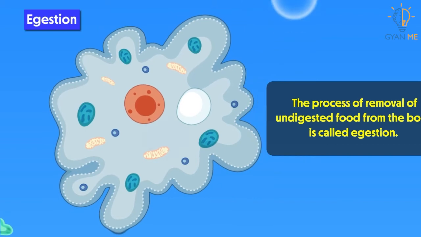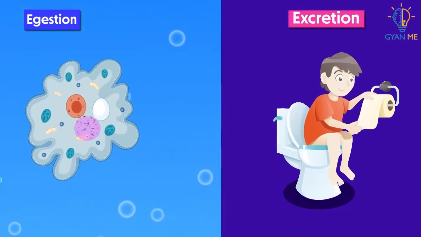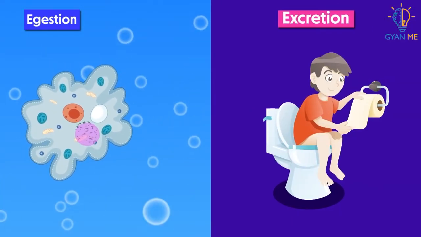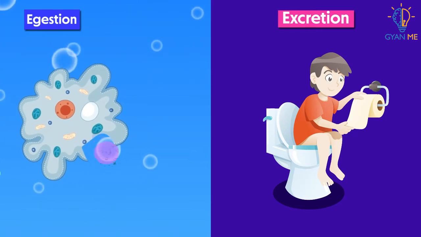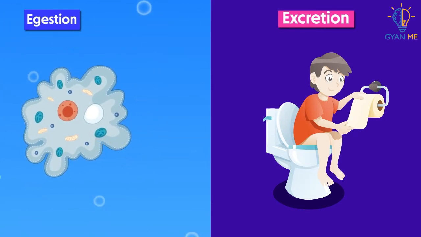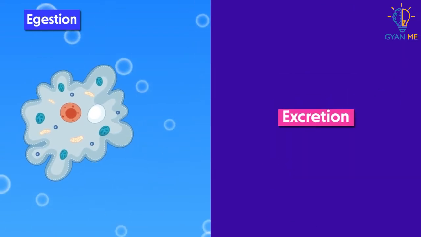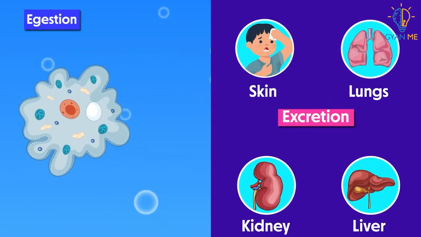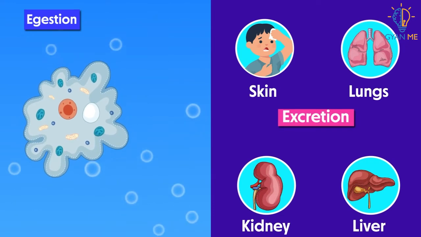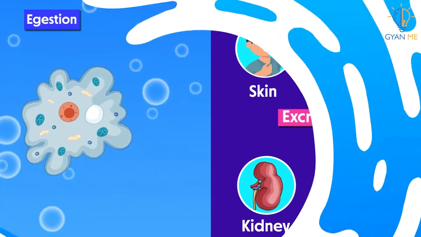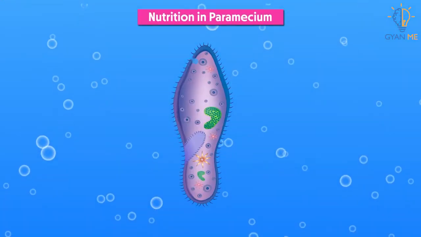Students, note that egestion is different from excretion in the sense that during egestion, the undigested food is removed from the body via the anus, while in excretion, metabolic wastes are removed via different organs. Now, let us explore the nutrition in other unicellular organisms like paramecium.